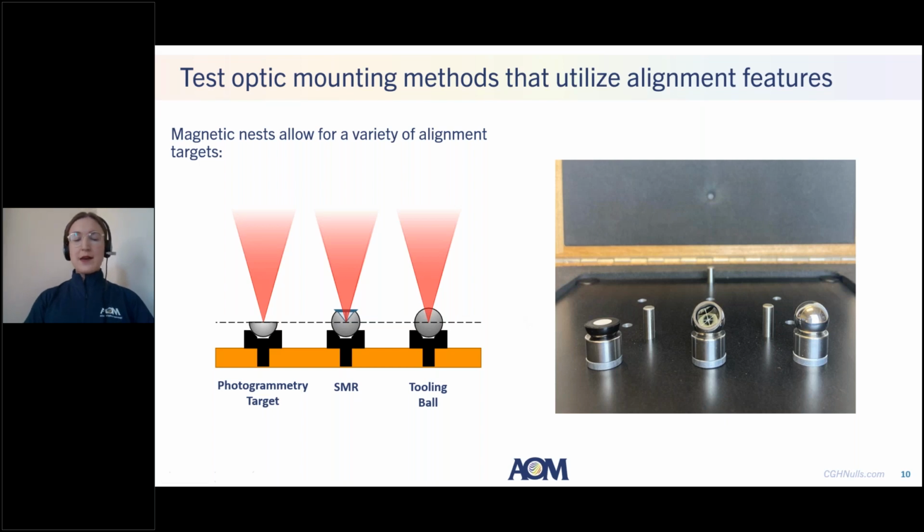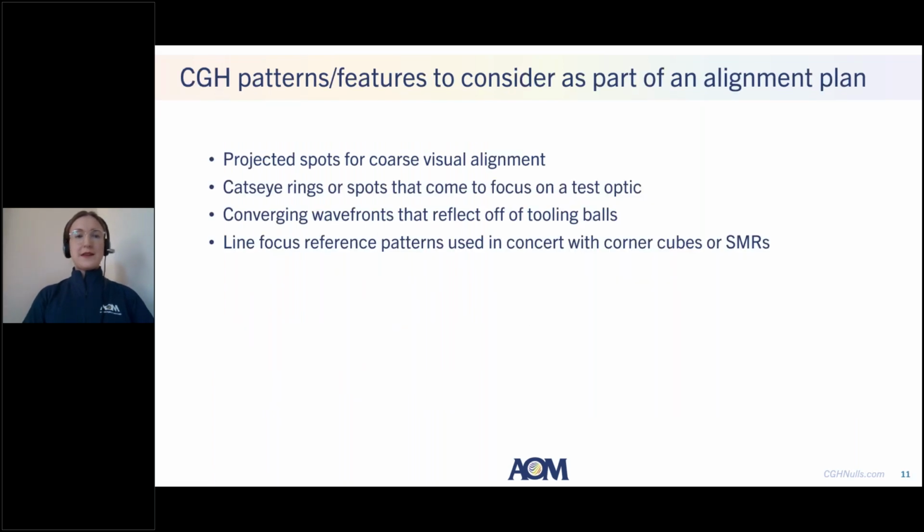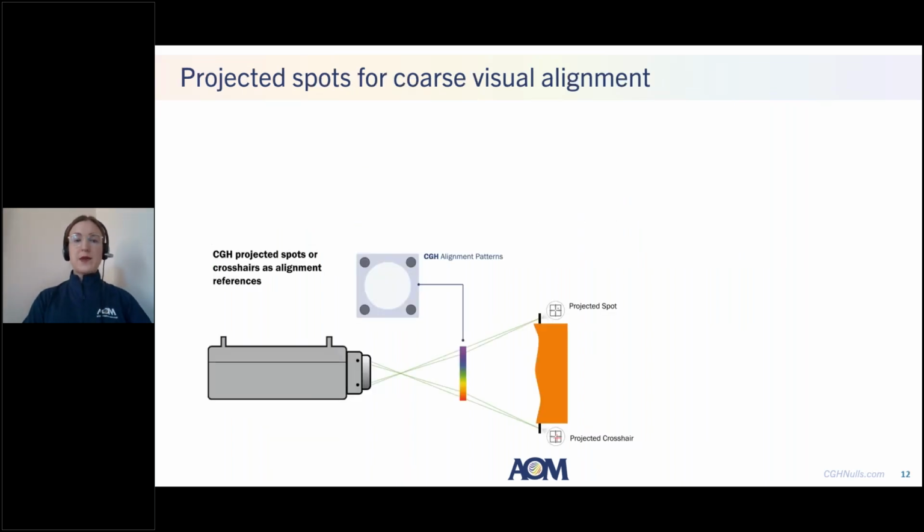So I'd like to go into that in a little bit more detail. So next topic will be the different types of alignment patterns that we can design into our CGH. I'll go into these one by one, starting with the most coarse alignment.